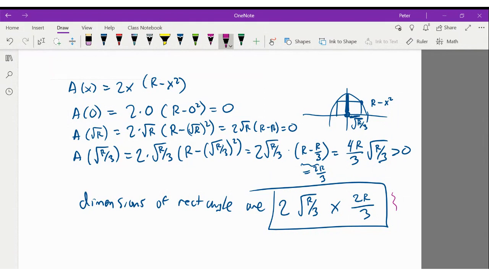Okay, so let's see which problem I want to do first. Actually, I think I do want to do the open top box problem first. Okay.